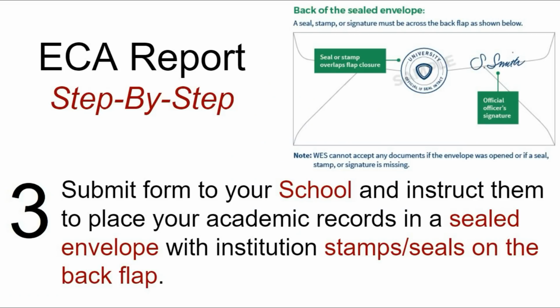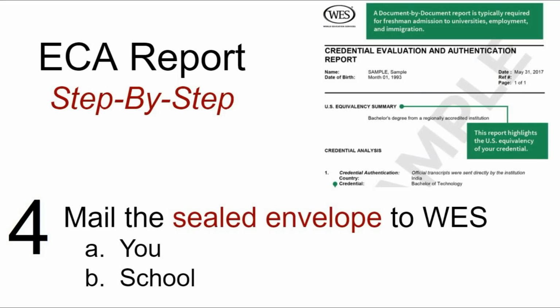Now after you filled out the form completely, step 3 is to submit that form to your school and instruct them to place your academic records in a sealed envelope with institution stamps seals on the back flap. Now on the upper right hand corner, you will see a perfect example of a perfectly sealed envelope. So here you see the logo of your school, which is not broken, and a signature of an official of your school.